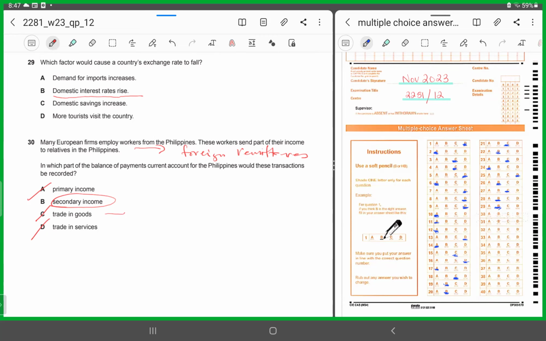There are 4 parts in a BOP current account structure, right? There are 4 components: trade in goods, trade in services, primary income, and secondary income. It cannot be trade in goods and trade in services because it's talking about foreign remittances, and it cannot be primary income because primary income would be talking about income earned by people. It would include compensation for employees or investment income, but here it's talking about foreign remittances, so it has to fall into secondary income, so it has to be B. So for 30, it's B.